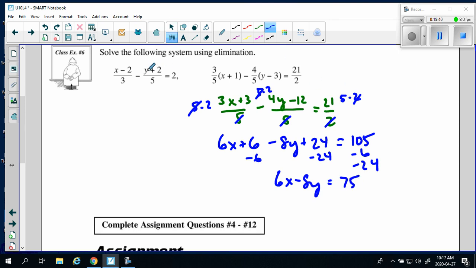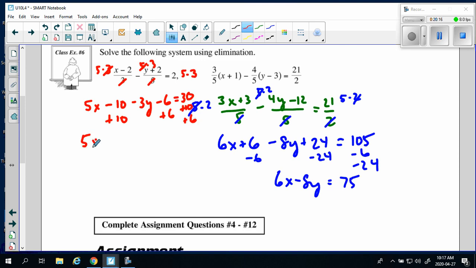And then over here, I also have to try and kill off these fractions, and I'm going to do that by multiplying by 15, or 5 times 3. 5 times 3, and you have to make sure to do it to the other side as well. So that means that this 3 will die, this 5 will die, and those ones both live because there's no fractions. So then I'm just going to apply the 5x minus 10 minus 3y minus 6 is equal to 30. And then I can add 10 and 6 to both sides to get 46. 5x minus 3y is equal to 46.